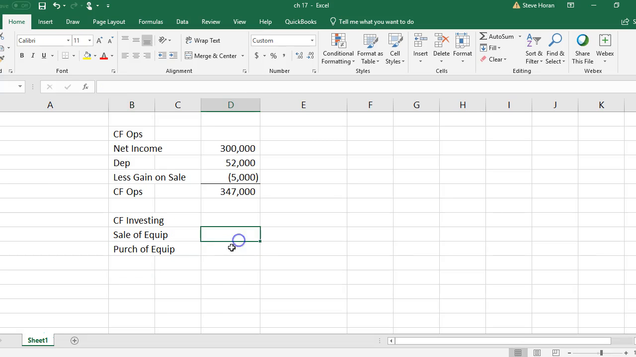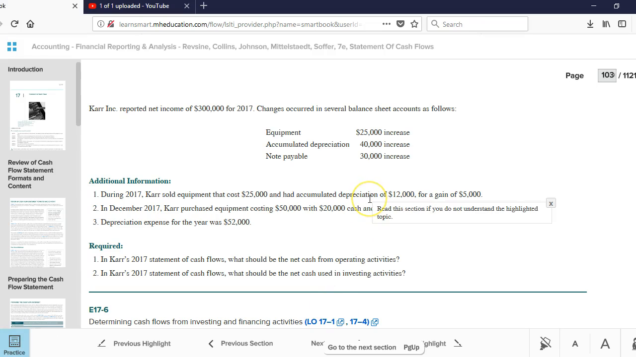Okay, so those are the two. So let's go back and take a look at each one in more detail and make sure we've got all the little details. And this is where, if you were doing this, you'd pull up a company's general ledger and look at all the details that went into the purchases and sales, trying to find those unique items that kind of stand out. And of course, they're telling us that we sold equipment, had depreciation of 12 and a gain of 5. So let's work through what that means here.